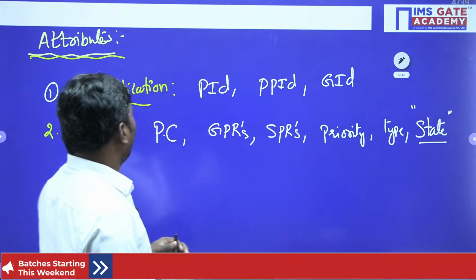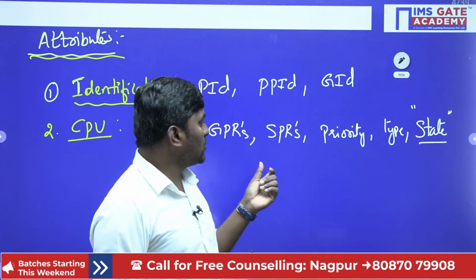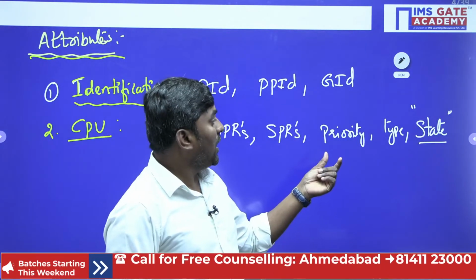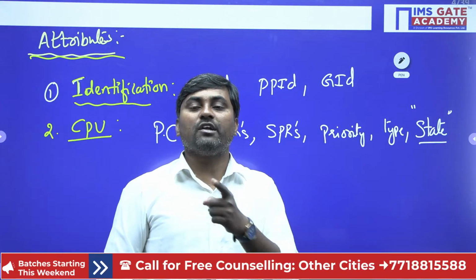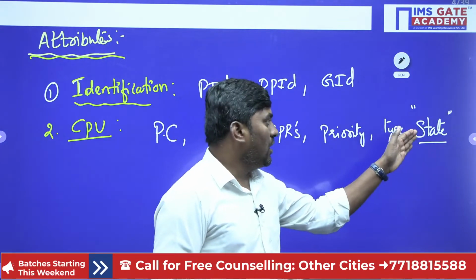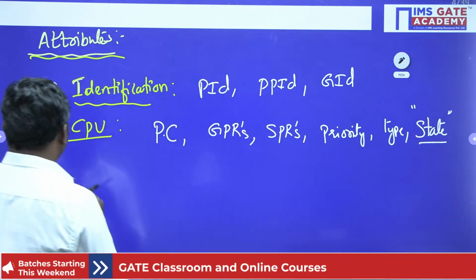Okay, now see: the program counter, general purpose registers, special purpose registers, priority of a process, type of a process, and the state of a process. What is the state of a process? It defines the current state of the process. I will discuss the state further later, but you understand. So next, the third type.